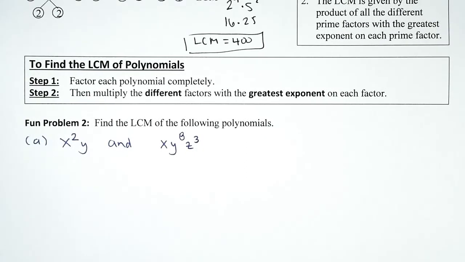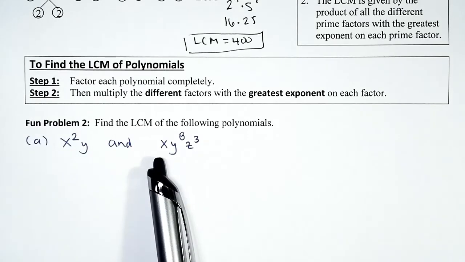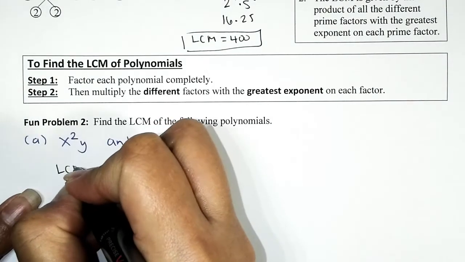The directions read, find the LCM of the following polynomials. LCM for polynomials. How am I going to handle it? Step 1, factor completely. We have one-term polynomials, so there's nothing to factor. So we're going to jump straight to step 2. Now we're going to multiply the different factors using the biggest exponent on each factor.